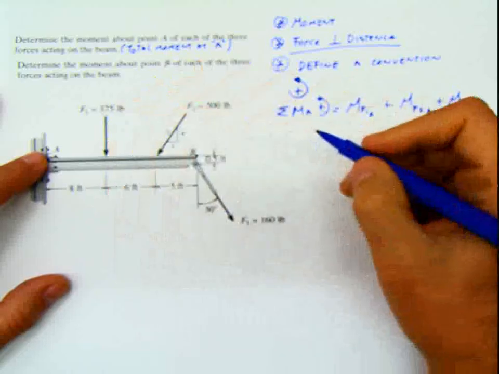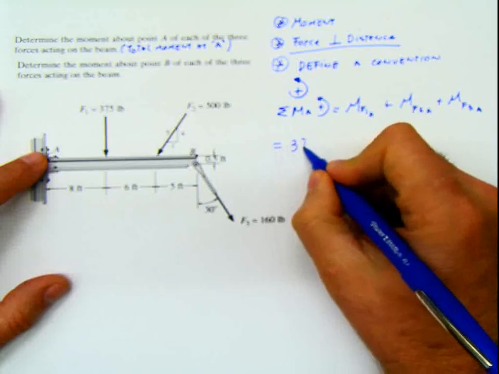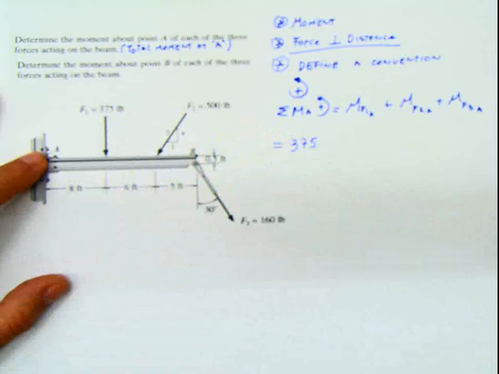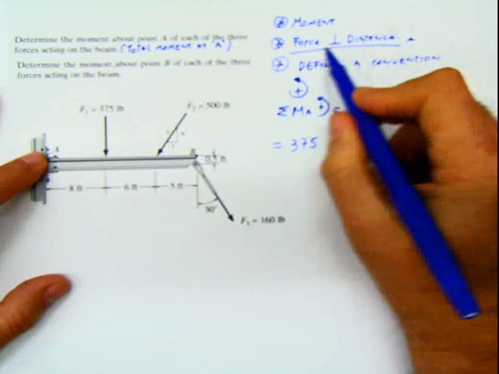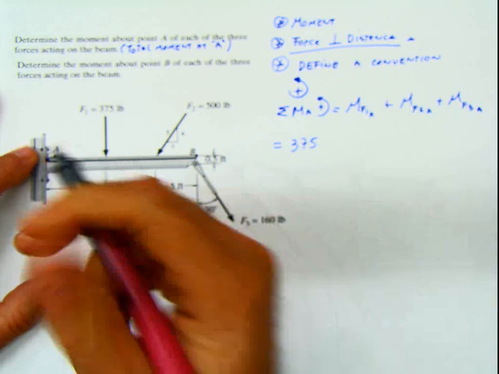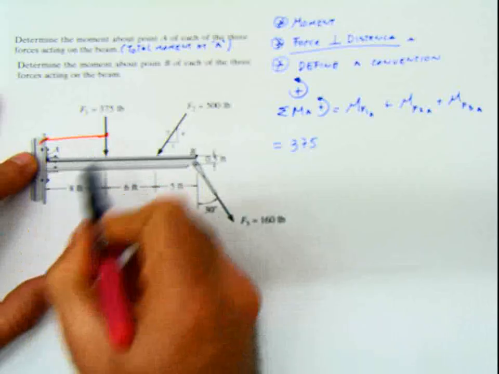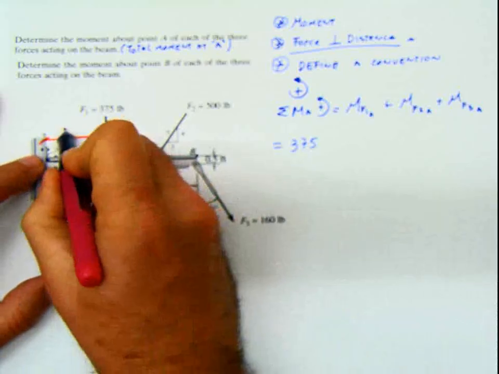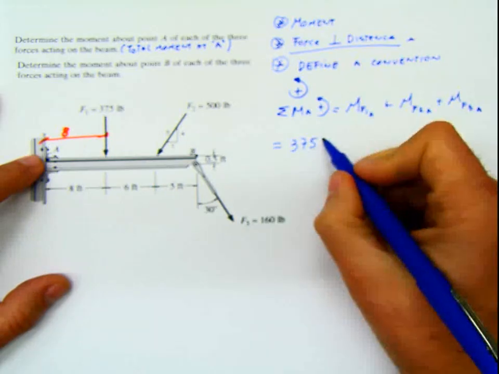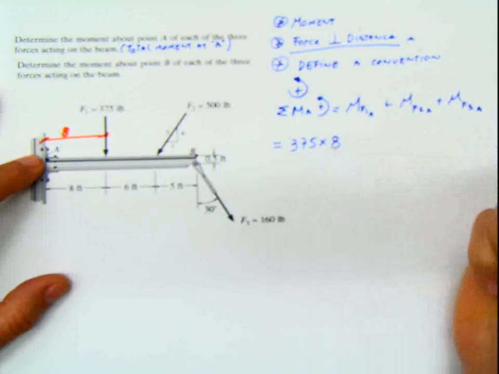The F1, I'm sorry. The force F1 says that the value is 375. And as you can see, the force is vertical. Remember what we said in the lecture, and remember this one. The force has to be perpendicular to the distance. So if the force is vertical, I have to measure the distance horizontally from the point A to that force. And that distance is 8, as you can read here. So basically, this is going to be 375, which is vertical, times 8, which is the distance horizontal.